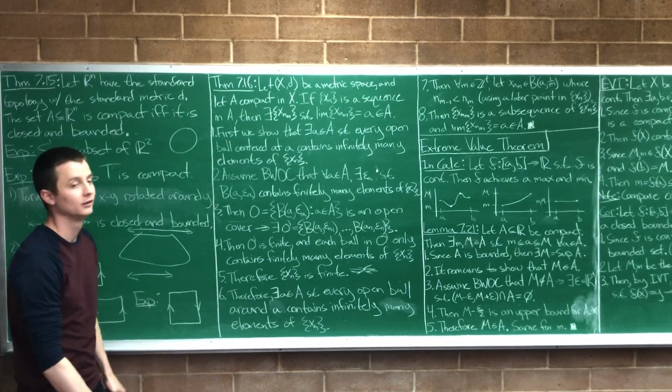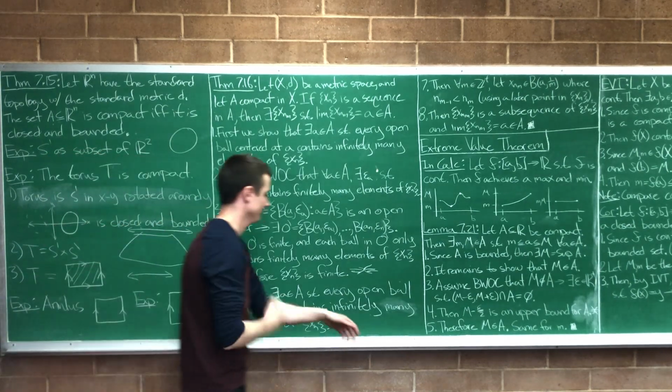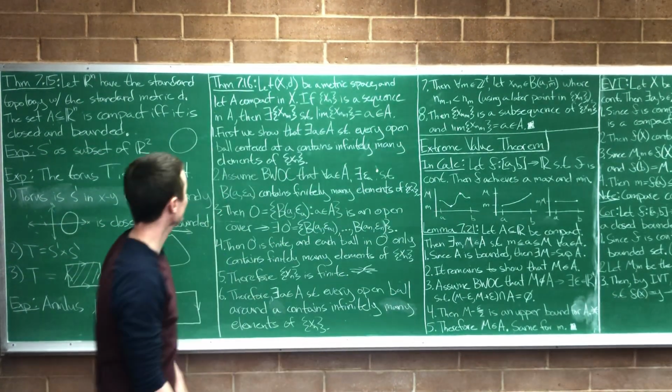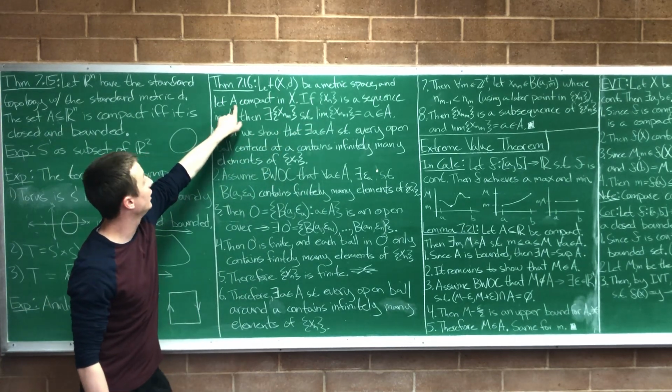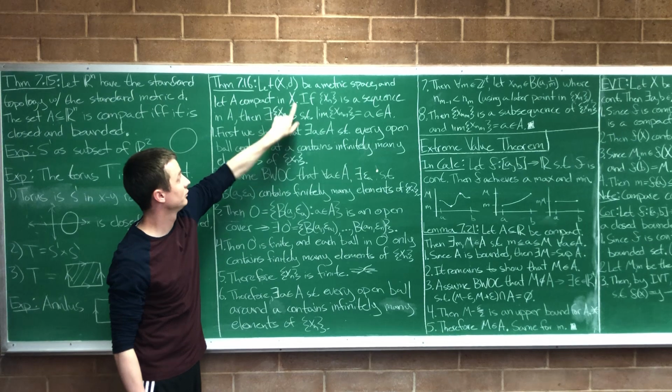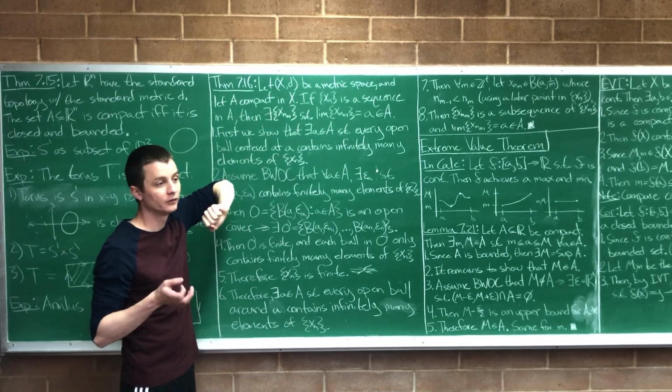Good? Okay. So, Theorem 7.16. Let X be a metric space, and let A be compact in X. So A is a subset of X, and it's a compact subset of X.